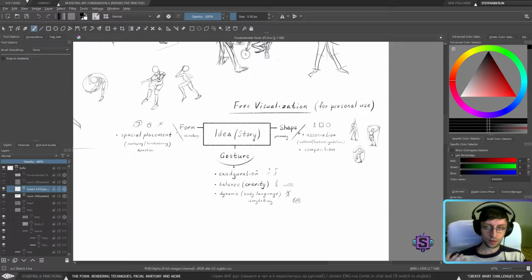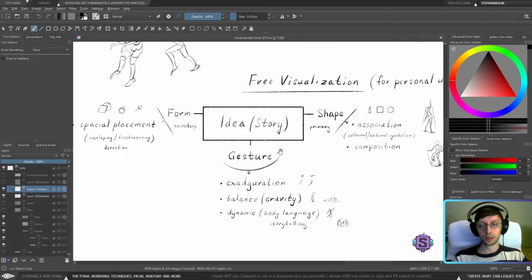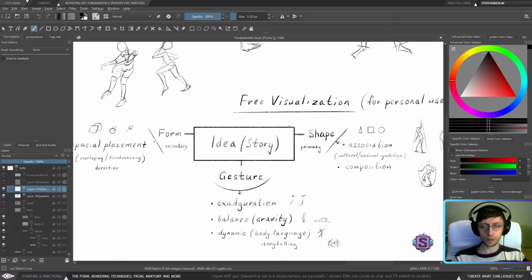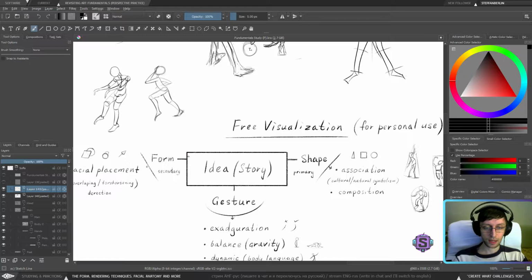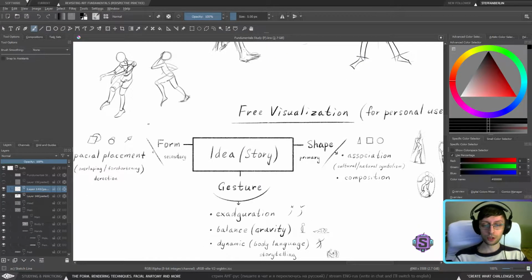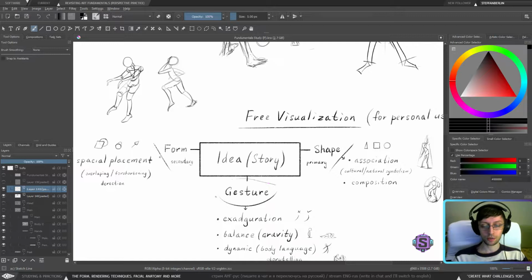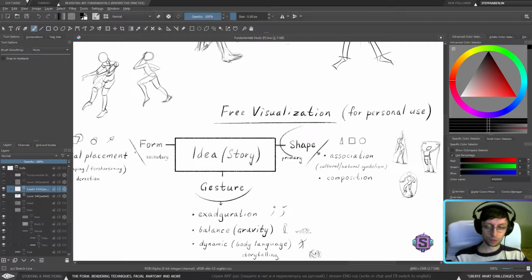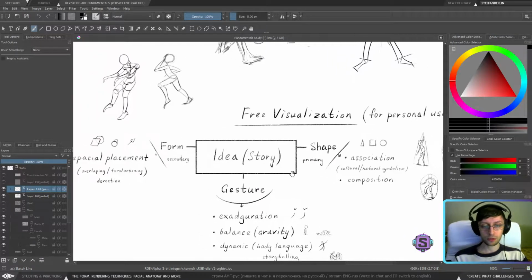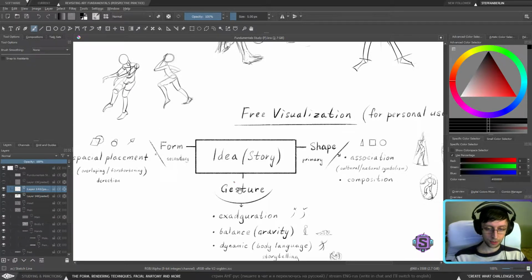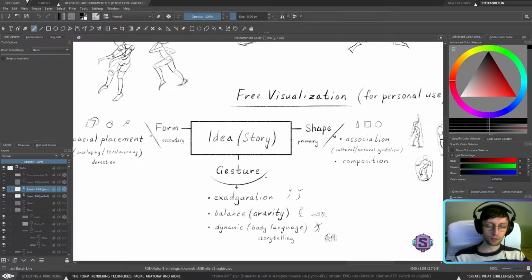So this is a theoretical thing, where I'm just discussing and brainstorming how exactly to connect those things. What I came up with is that I decided to look at free visualization as the idea or story stage, where the whole point is to represent a certain idea or tell a certain story using certain instruments. And I established three instruments for us. Shape is going to be our primary instrument, and form is going to be our secondary instrument.